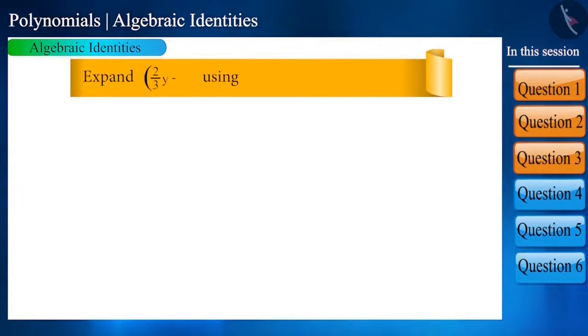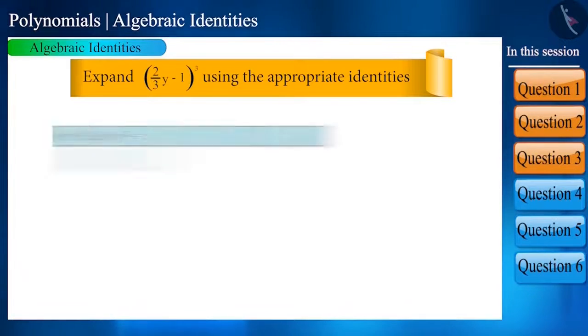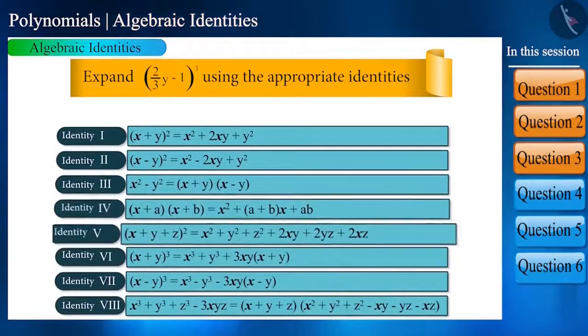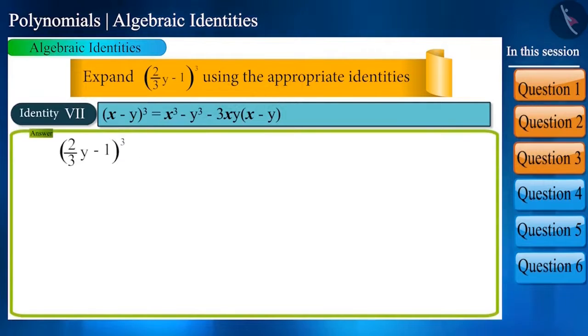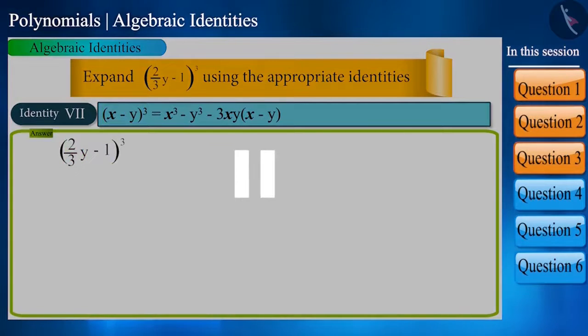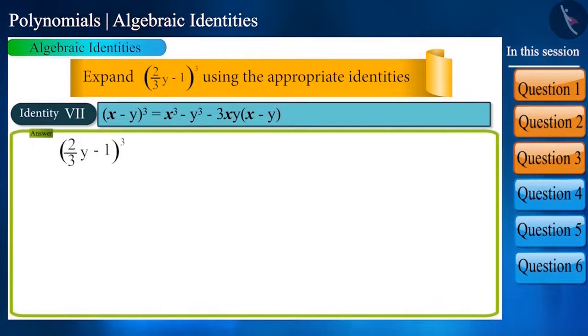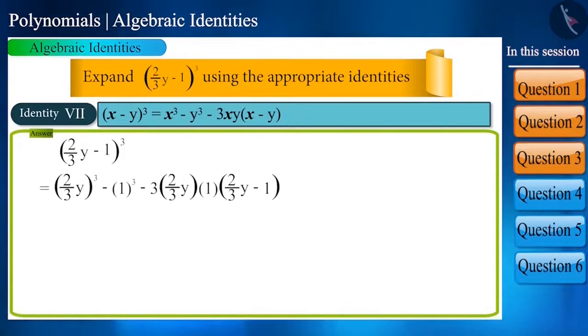Expand 2 by 3y minus 1 to the power of 3 using the appropriate identities. Here we have to use the identity directly, where x is 2 by 3y and y is 1. Pause the video and try to solve it yourself. The solution will be somewhat like this.